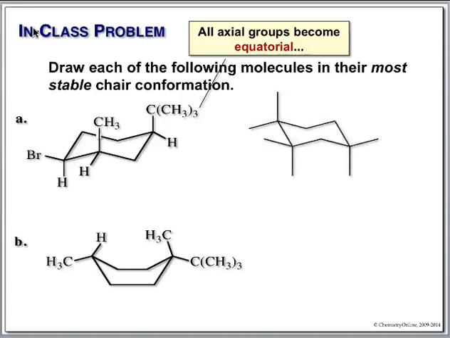Our bromine was equatorial, is now axial. The methyl was axial, is now equatorial. This is axial, it is now equatorial.